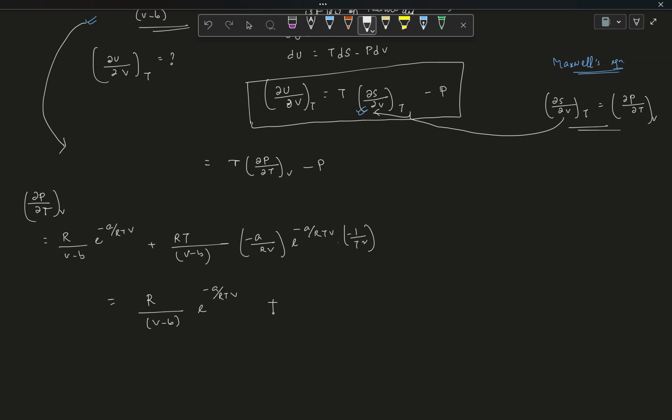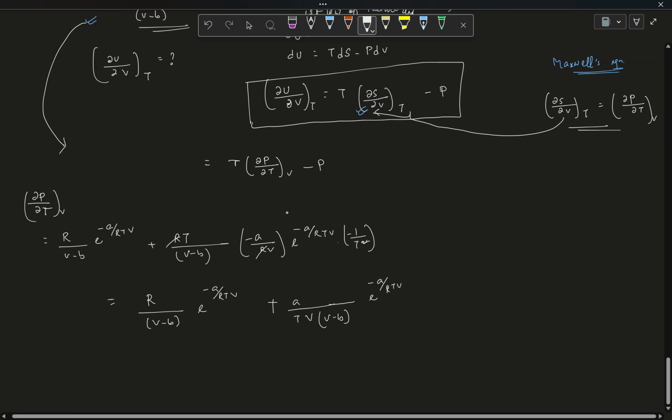minus and minus making it plus. So R and R cancel out, this T squared and this T make it only T, so A by T V minus B e to the power minus A by RTV. Okay.